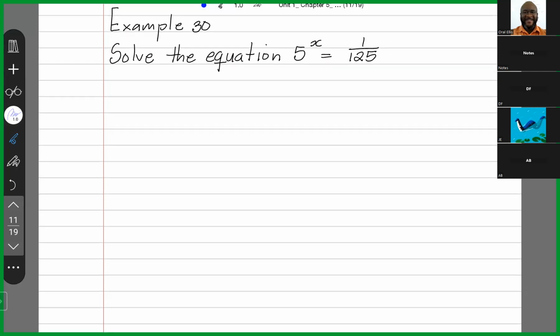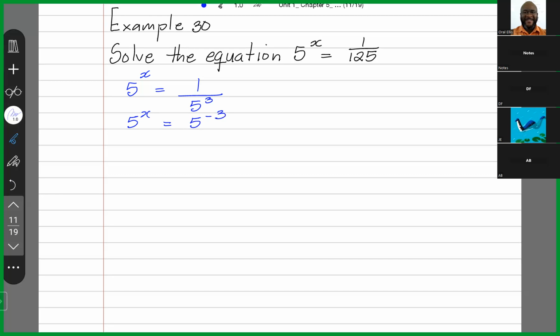We have 5 to the x is equal to 1 over 125. So 125 is the same as saying 5 to the third power. Both sides don't have the same base just as yet. We're going to have to say that this is 5 to the x, and this is now equal to 5 to the minus 3.